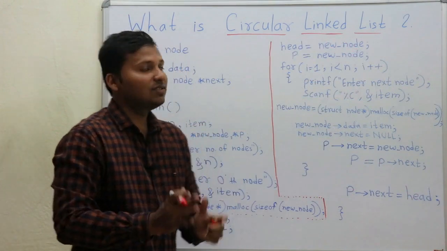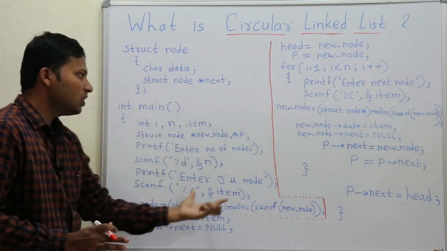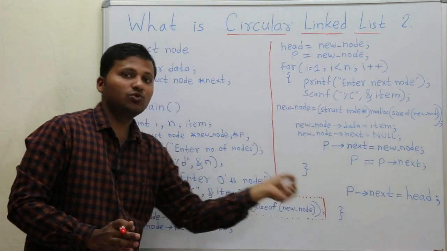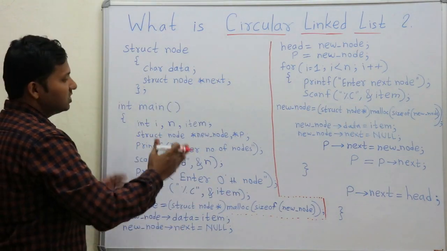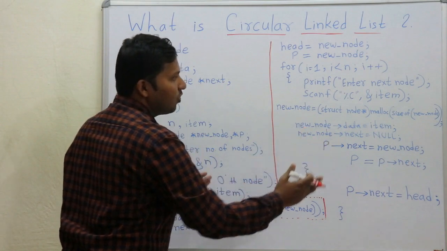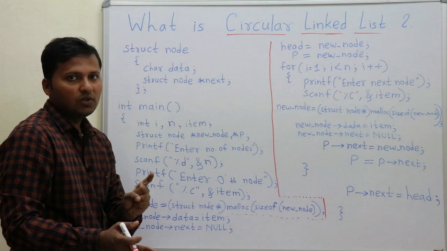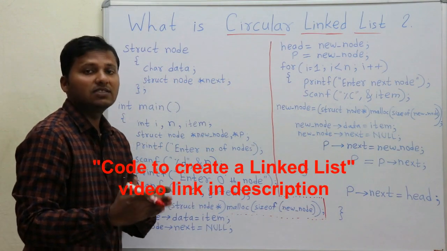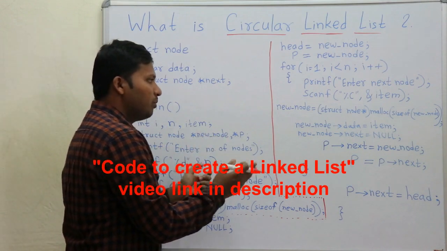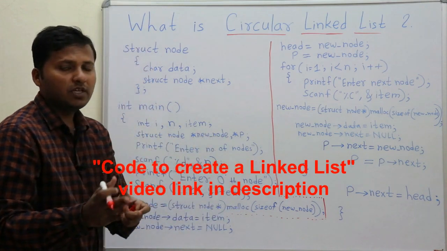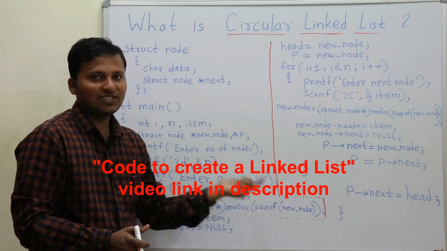So now let's see the program for creating a circular linked list. This is the actual code which we use to create a circular linked list. This code is very much similar to the code for creating a singly linked list. If you have seen my video on the code to create a singly linked list, then you will understand this code perfectly. But it's not a problem if you have not seen that code. I will explain this whole code here as well.